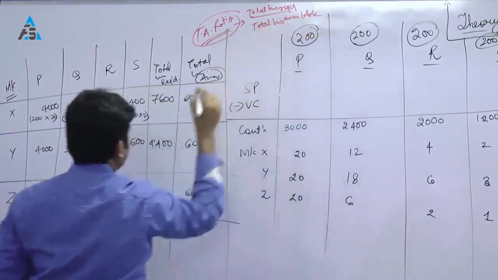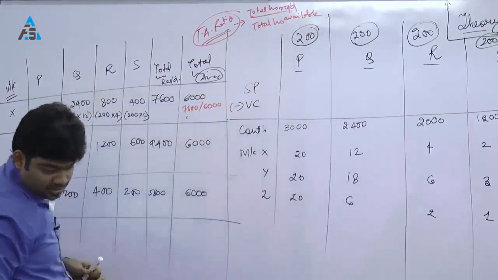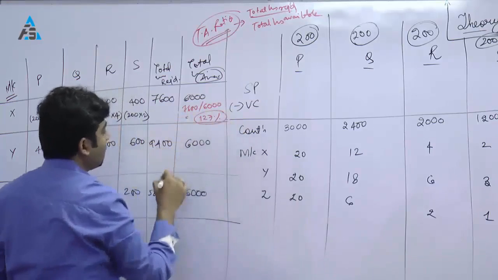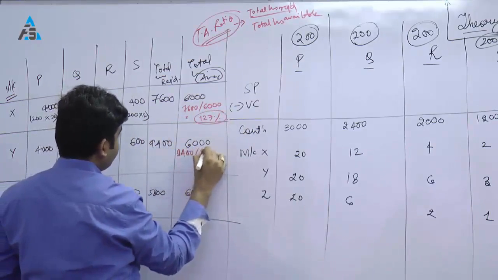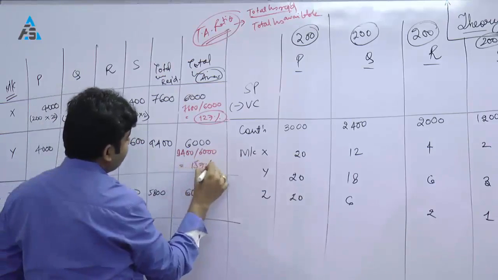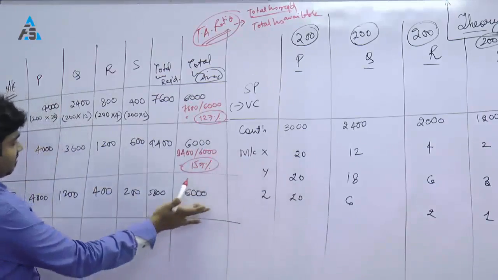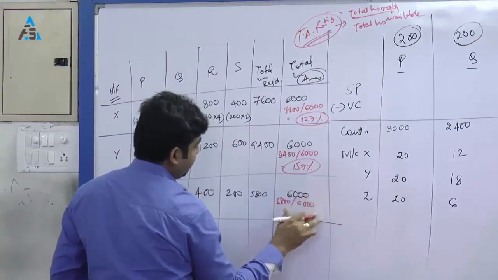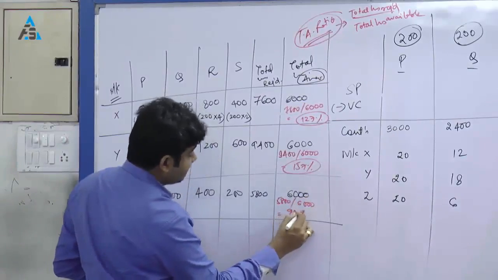So what are the total hours required here? 7,600 divided by total hours available, which is 6,000. So what is the TA ratio that you are going to get? It is approximately 127%. Continuing, total hours required is 9,400 divided by 6,000. It is approximately 157% is the TA ratio, whereas here it is going to be less than 100% because it is very evident that the time required is less than the available. So it works out probably to 97%.